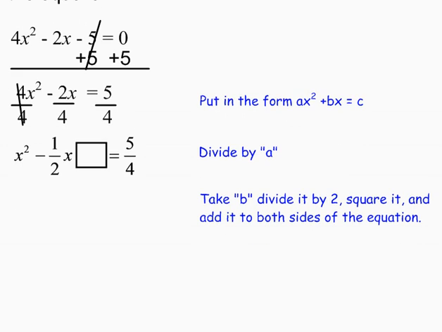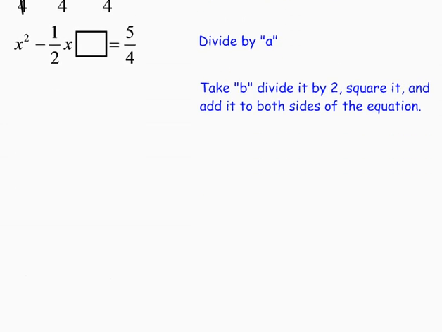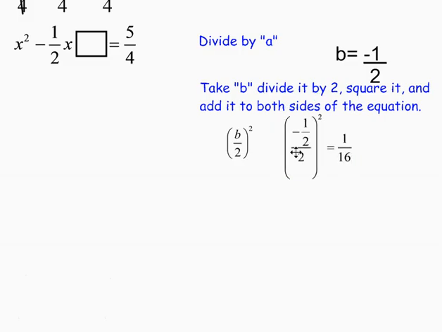So let me scroll down a little bit just to make some room, and let me repeat that once again. We're going to take b divided by 2, square it, and then add it to both sides of the equation. So b is negative a half. Negative a half divided by 2 is negative 1 over 4. Negative 1 over 4 squared is equal to 1/16. So that completes the square, that completes that box. So I'm going to add 1/16 to both sides of the equation.